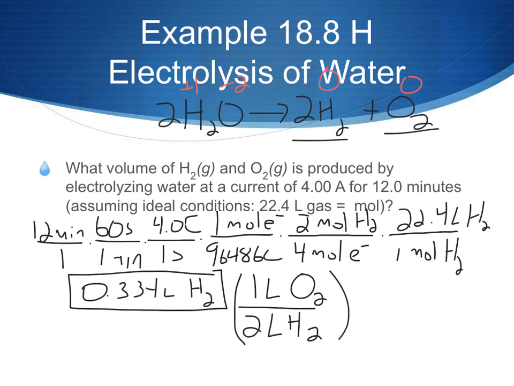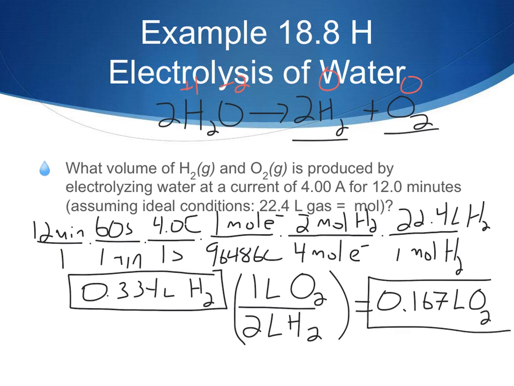We can do stoichiometry with gas volumes, which is a nice little spot to end the year. Just kind of reviewing a little bit of gas stoichiometry that we did so long ago. And that would give us half the volume of the oxygen and the hydrogen. So 0.334 hydrogen, 0.167 liters oxygen.